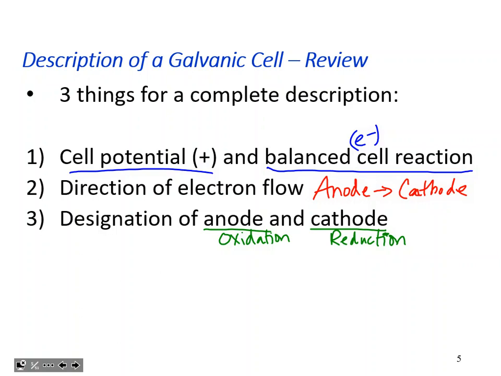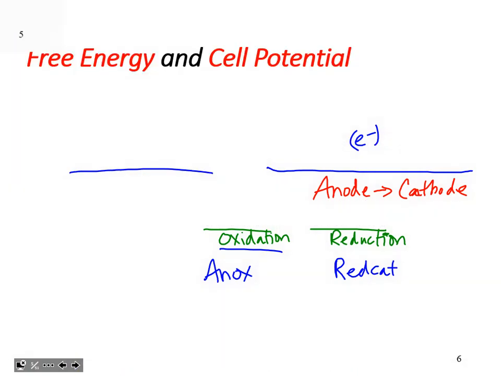Or they could give you a picture of the cell and you have to look at it and decide what's going to be the anode or the cathode based off of what components are in there and your balanced reaction and so forth. Don't forget too that there's an easy way to remember this. We do an ox for anode, cathode is red cat. So reduction takes place at the cathode, the oxidation takes place at the anode. Very easy ways to remember that.